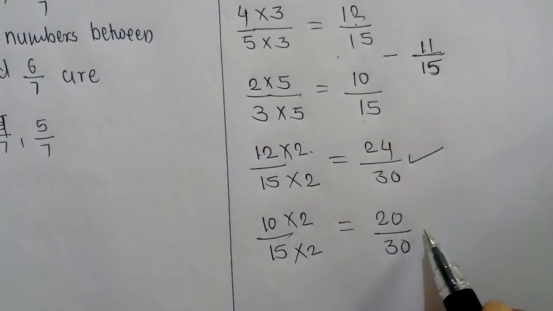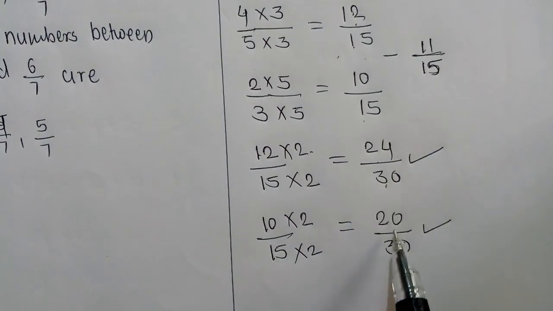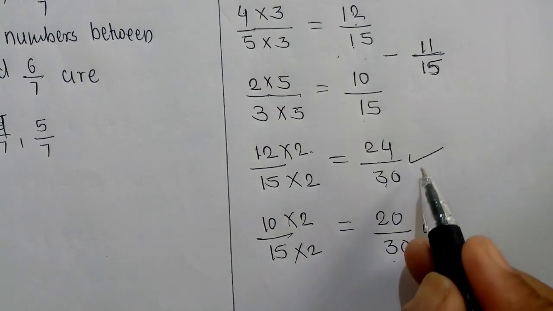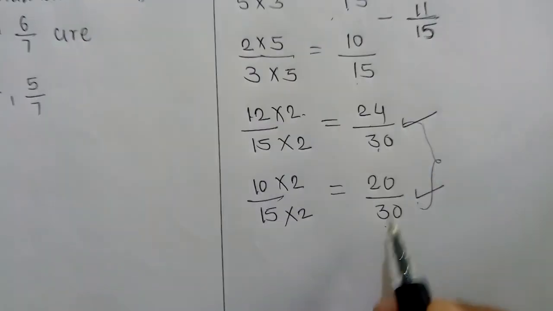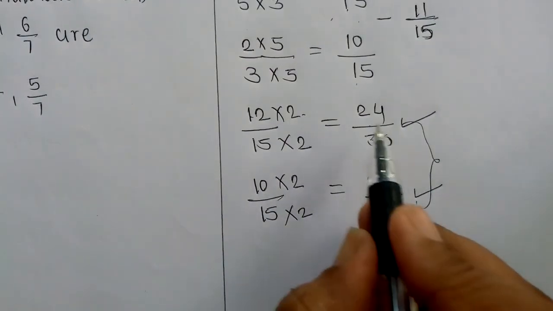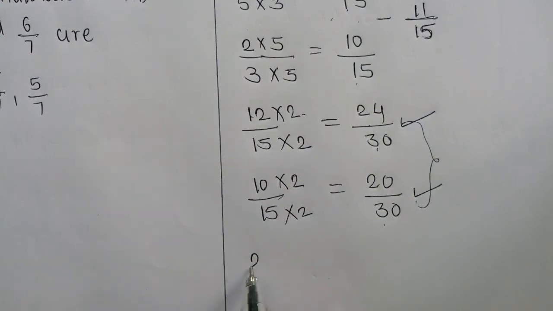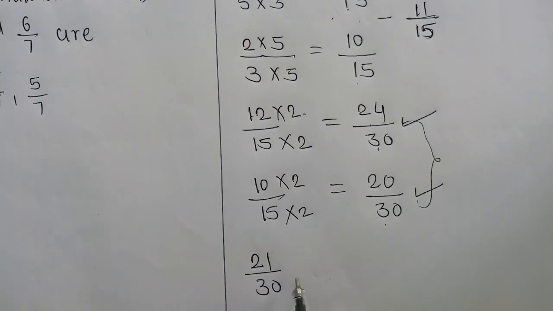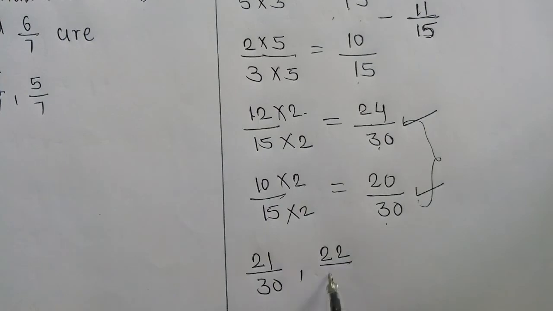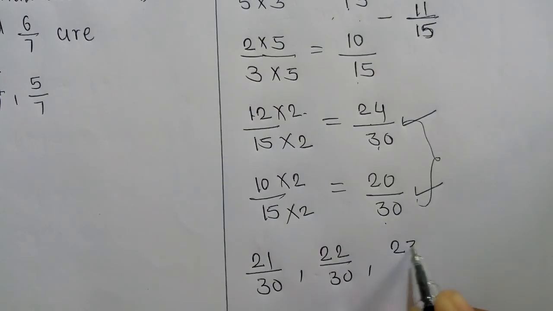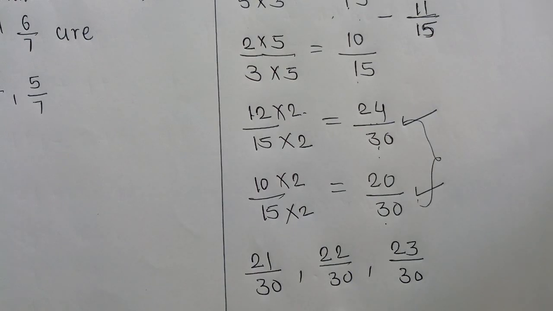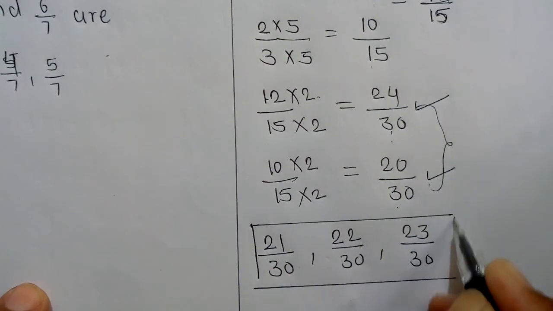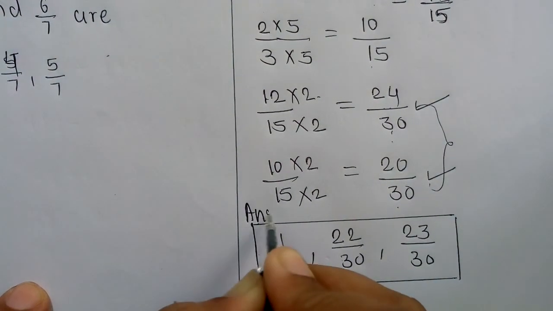Now we got these two fractions, 24 upon 30 and 20 upon 30. Now we can tell more fractions between these two fractions. What are the fractions between 20 upon 30 and 24 upon 30? First will be 21 upon 30, second 22 upon 30, third 23 upon 30. And then 24 upon 30 is there. And this is our answer. So here you can write the answer.